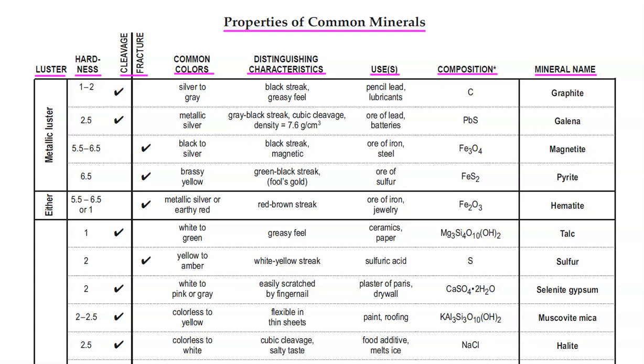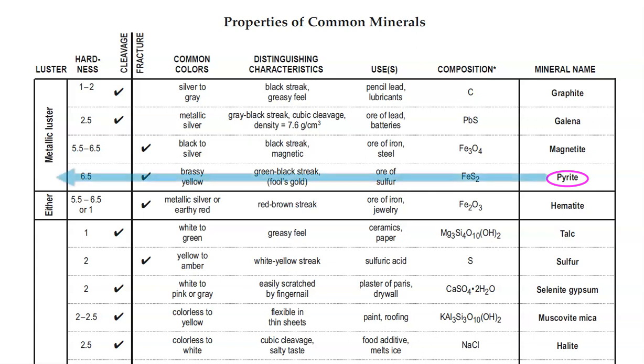So let's imagine that I want to know a little bit about the mineral pyrite. We want to look at pyrite. Let's say I want to know what type of luster does pyrite have. So I'm going to read across the table, and I can see that it is in the metallic luster box. So pyrite has a metallic luster. I can also read across and see that pyrite has a hardness of 6.5.